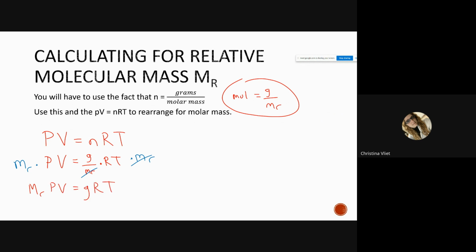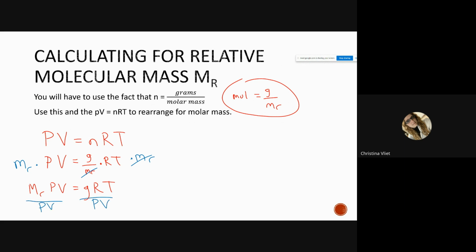Believe it or not, once you do this, if you've got grams in the question, you could just manipulate this however you want to solve for whatever you need. The most commonly asked question though is to solve for MR. It literally says it in the standard, right? So how would I solve this for MR? What would I do next? What's the proper divide by amount? PV. So let's do that in color. Divide by PV.